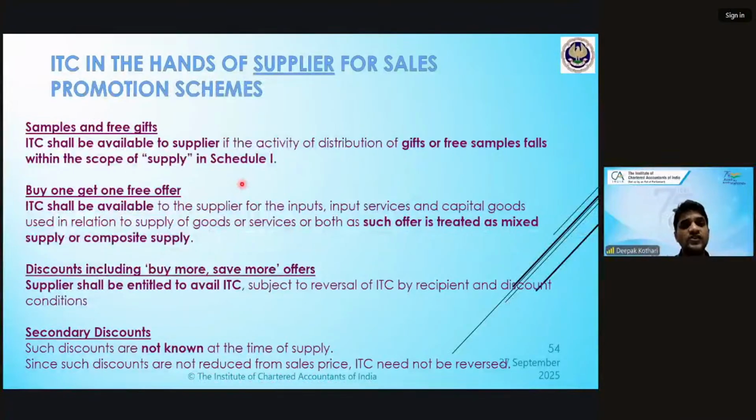Now, ITC in the hands of the supplier for sales promotion schemes. Okay. This we have understood, but we'll just touch upon this since we have done this. Any samples and free gifts which we are giving, ITC on that shall be available to the supplier if the activity of distribution of gifts or free samples falls within the scope of supply under Schedule 1. What is this? You've learned Schedule 1, right? Now you tell me what is this? Because Schedule 1 is a simple aspect. Just now in the previous slide, I said ITC will not be available. But here I'm saying ITC will be available, referring to Schedule 1. What does it mean?